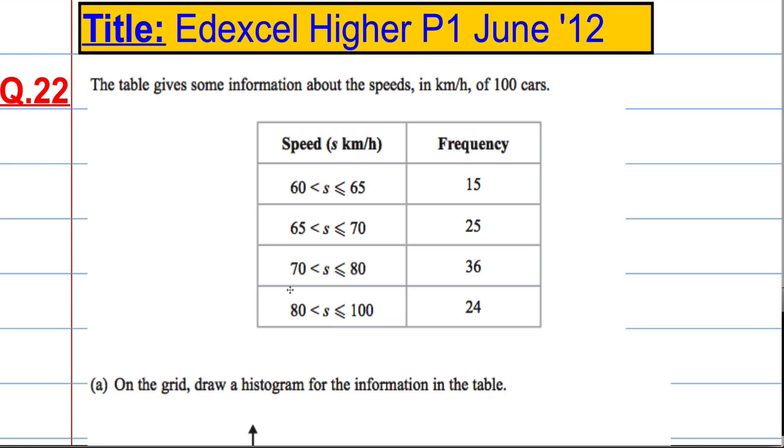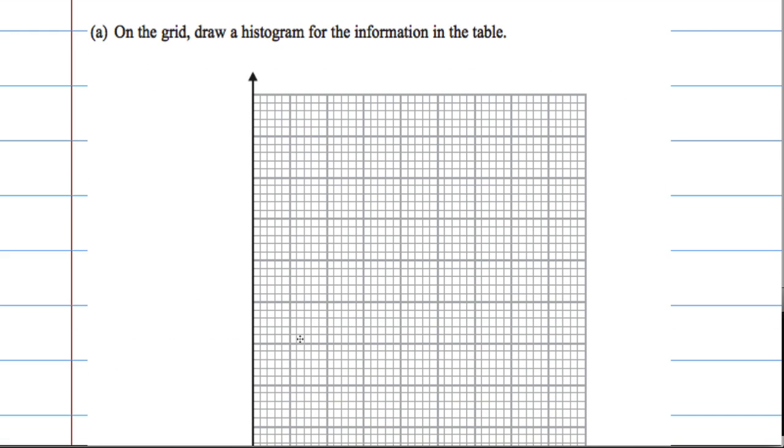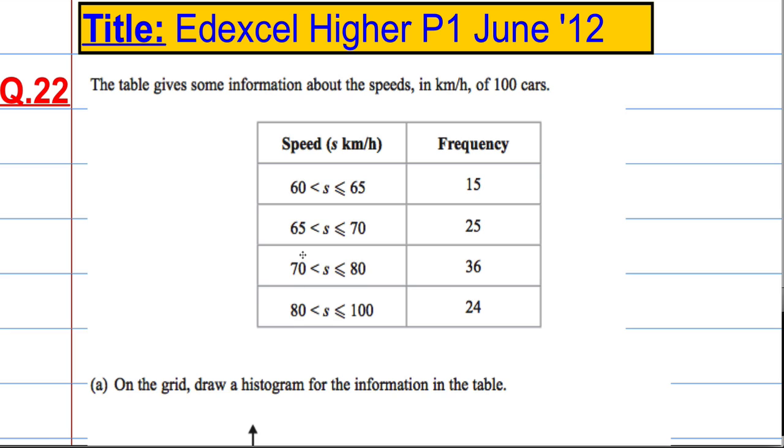Okay, question 22. We've got a table giving some information about speeds in kilometers per hour of 100 cars, and we're asked for part A on the grid, draw a histogram for the information in the table. Now the important thing about a histogram is that its class widths are different. For a frequency diagram, the class widths are all uniform, they're all the same. For a histogram, they're different.